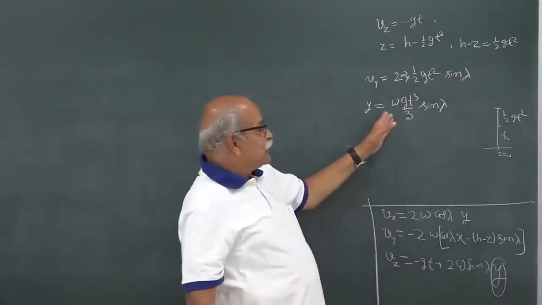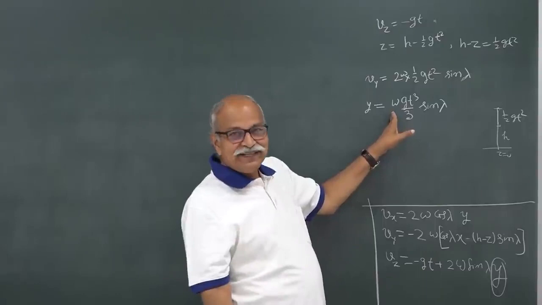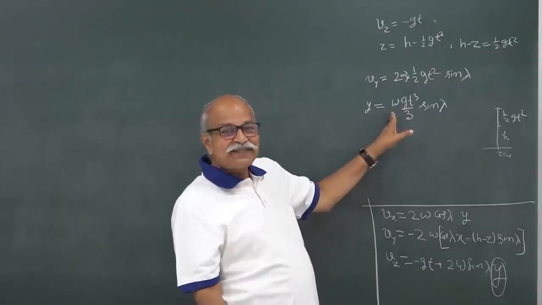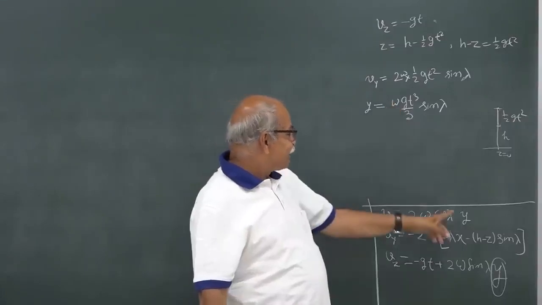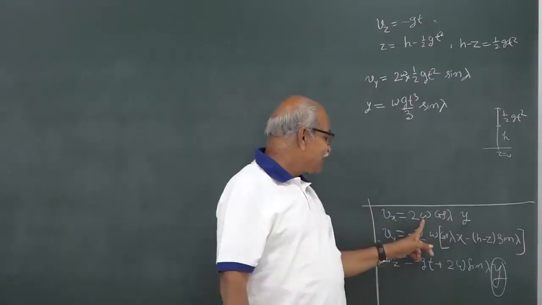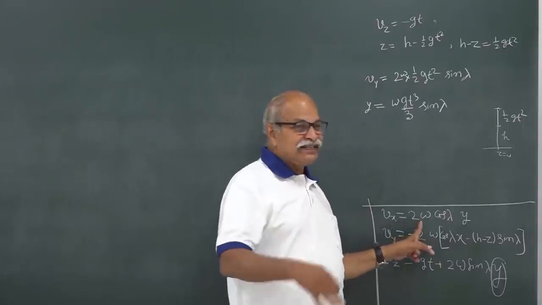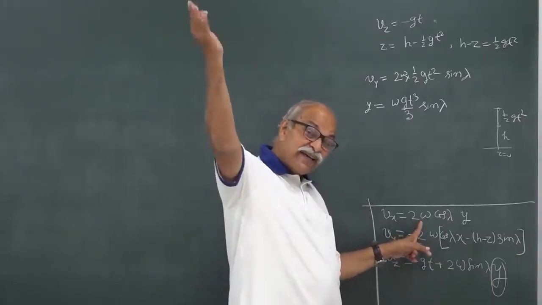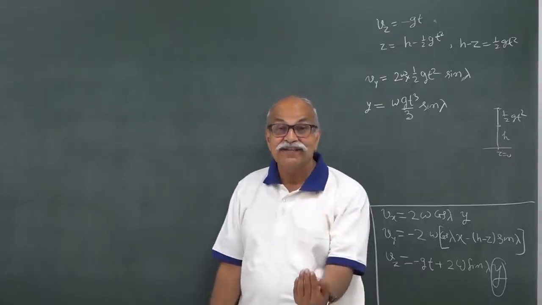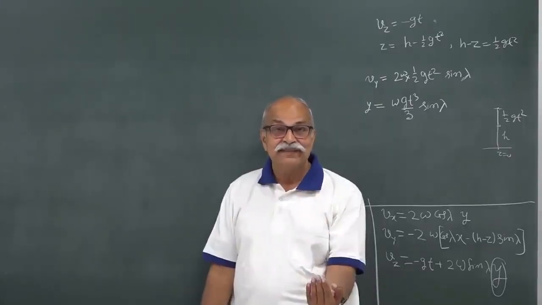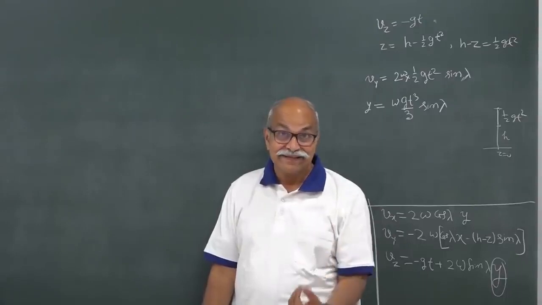So, y contains omega, y is because of omega only. The deflection towards east is because of omega only. So, omega has to be there, and therefore, this contains omega. Any x deflection is of the order of omega square, and we neglect that, and therefore, the actual deflection will be in the east direction.